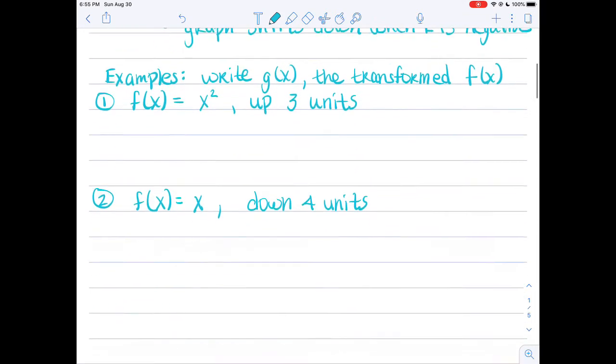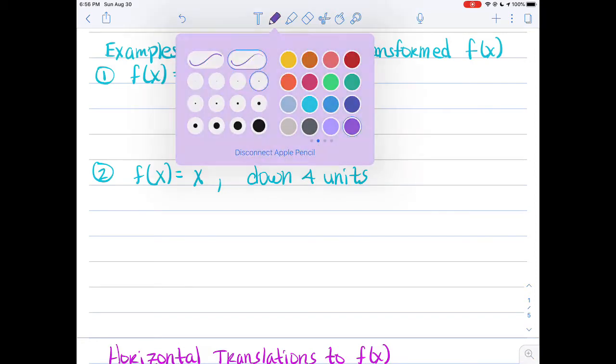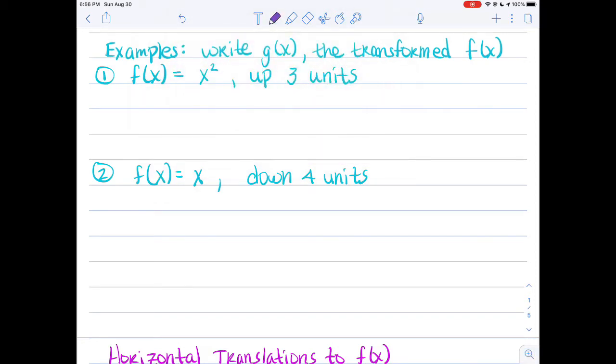Our first example, and in these examples, we're wanting to write g of x, the transformed function of f of x. Our first example is that f of x is equal to x squared, our quadratic parent function, and we want to move it up 3 units. So let's first write what the rule will be for this.